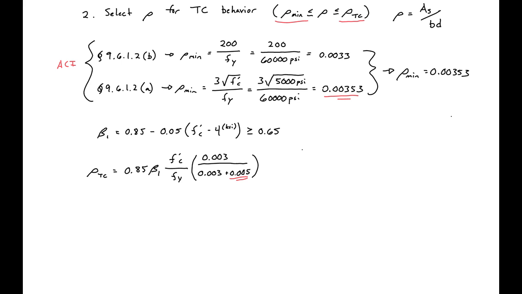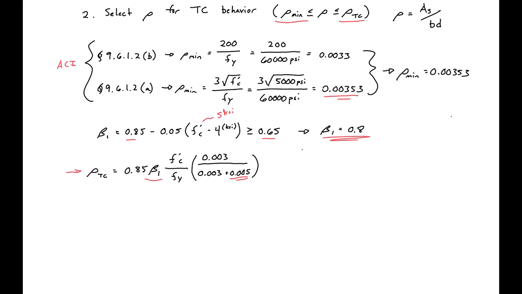So next we need to find our rho tension controlled. So we'll use the expression that we derived before, which I show here. And first, in this expression, we have beta 1. So we need to find our beta 1, which we'll find using our code expression. So for us, we have an f'c of 5 ksi. So the units I have in this expression will use ksi. So we'll get a beta 1 of 0.8. And we can see that our beta 1 is between 0.85 and 0.65. So we'll use our 0.8 for our beta 1.